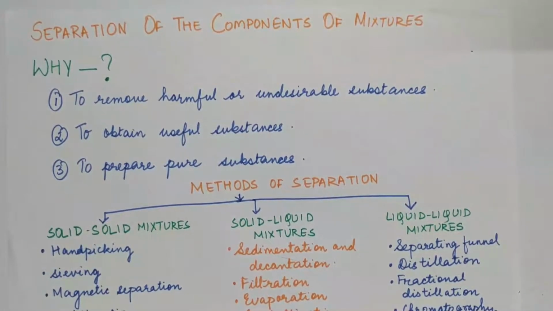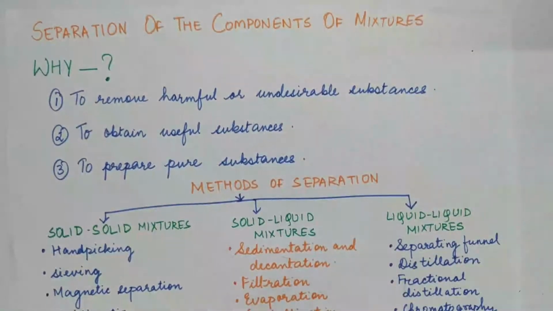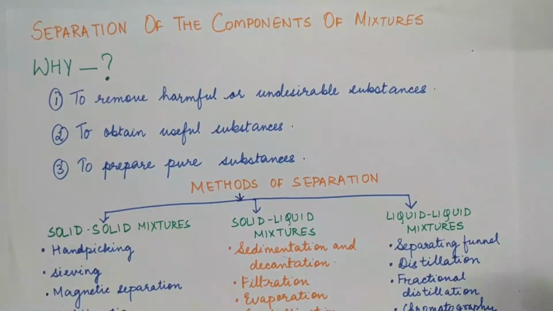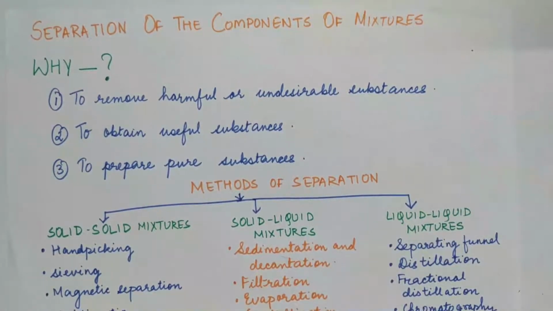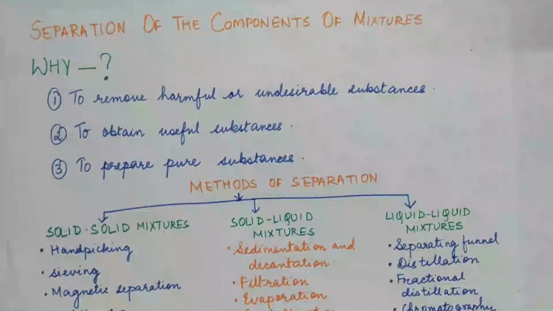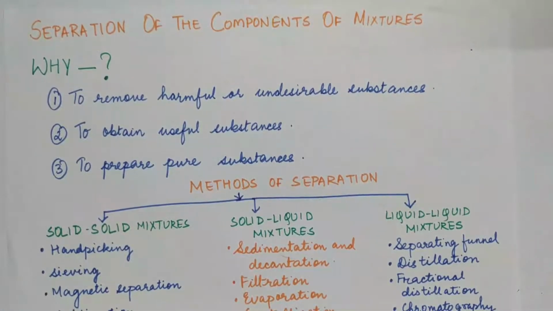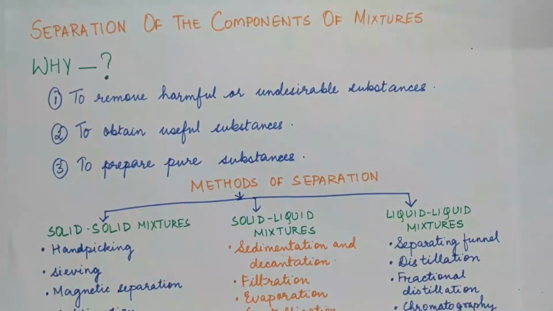For example, suppose there are a lot of mangoes. You might be going to buy mangoes. You like to pick up the best mangoes for yourself, right? And the others which are rotten or bad, you remove them. So we do it to remove the harmful or the undesirable substances. Similarly, you might have seen your parents pick stones from the rice and pulses. That is also a way by which we separate the components of a mixture, to remove the harmful or undesirable substances.